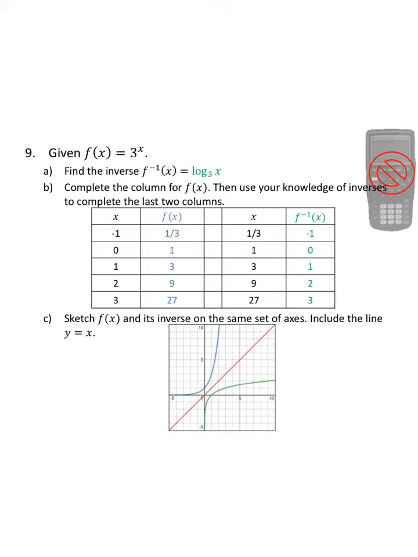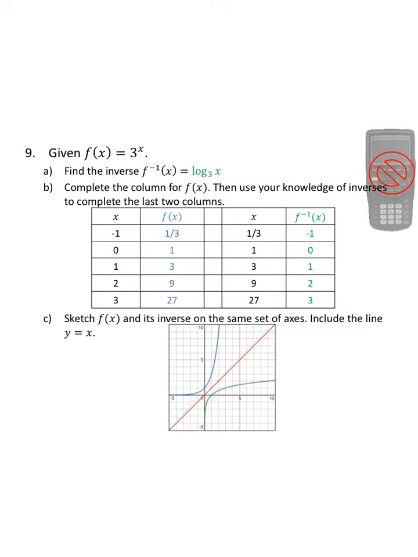Part B, we're going to complete the column for f of x, then use our knowledge of inverses to complete the last two columns. Alright, my function is 3 to the x. When x is negative 1, 3 to the negative 1 is 1/3, right? That negative 1 says the reciprocal. The reciprocal of 3 is 1/3. When x is 0, 3 to the 0 power is 1. 3 to the first power, 3 to the 1 is 3.